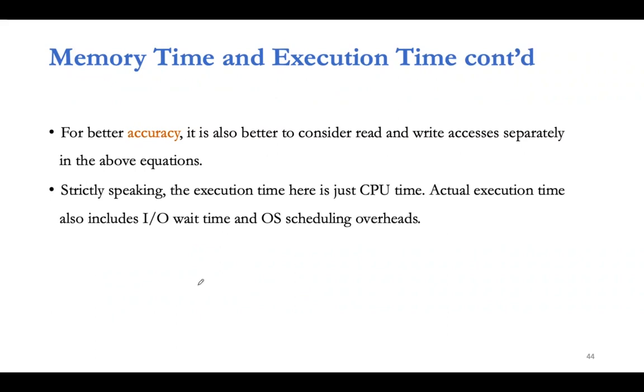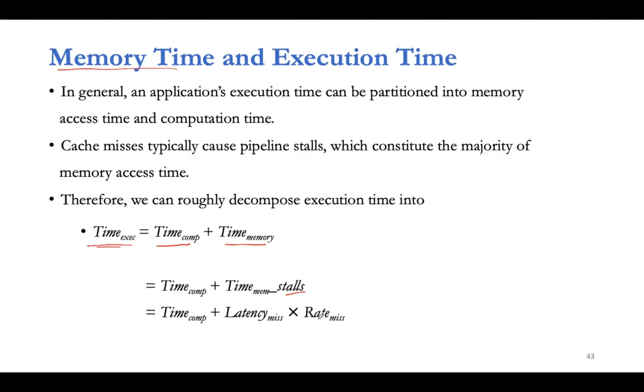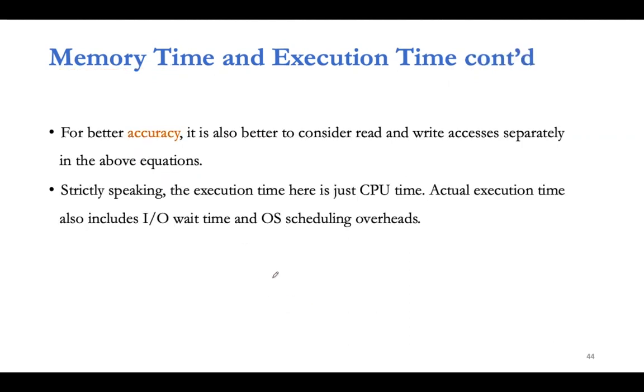For better accuracy, it is also better to consider read and write accesses separately in the previous equation. Strictly speaking, the execution time here is just the CPU time, and actual execution time also includes the input output wait time and OS scheduling time. But in our example, we consider only the CPU time.